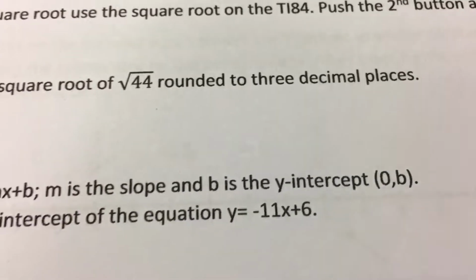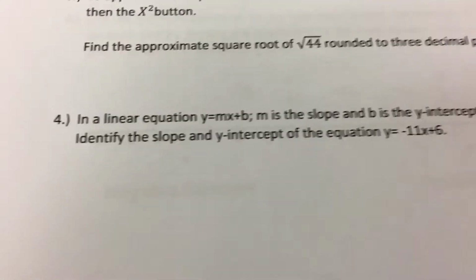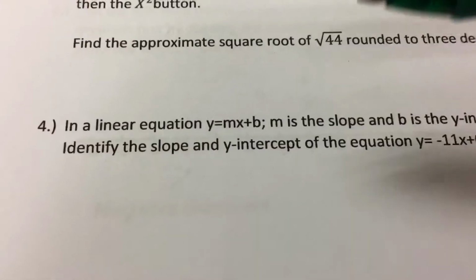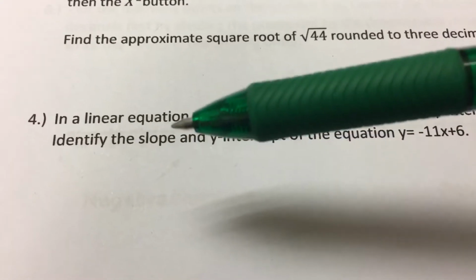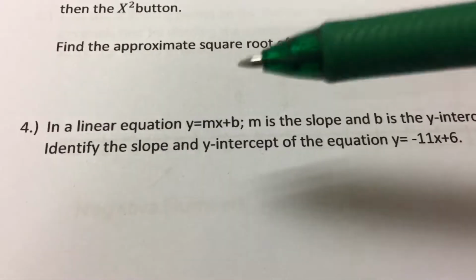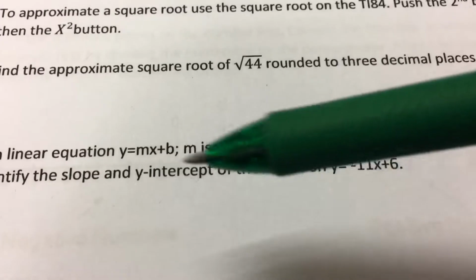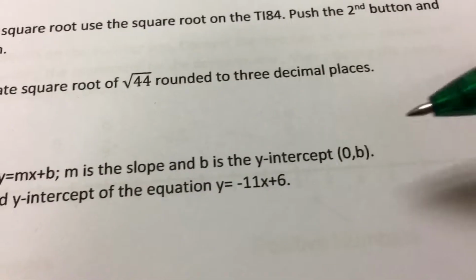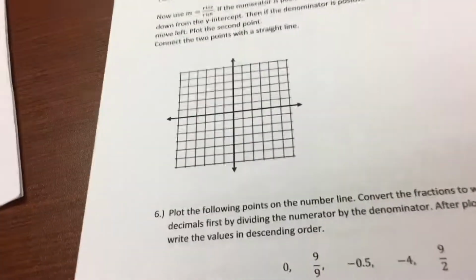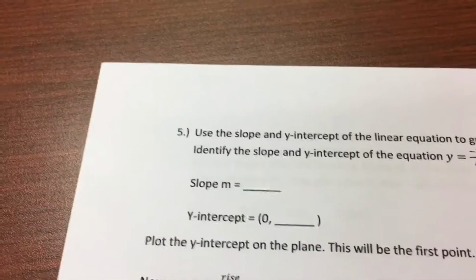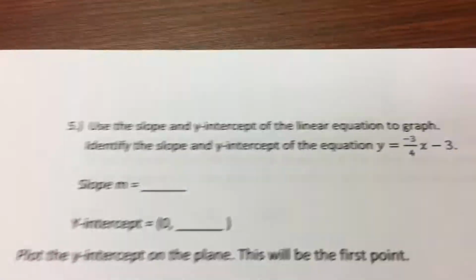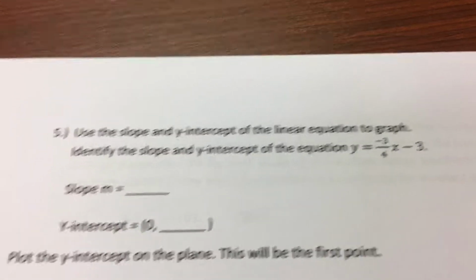So you can see what our value should be. You're going to write those two things out. It says identify the slope. So you'll say m equals whatever's in front of your x value. And then the y-intercept is going to be 0, comma, whatever number's on the end. Okay, the next thing. It says use the slope and the y-intercept of the linear equation to graph.